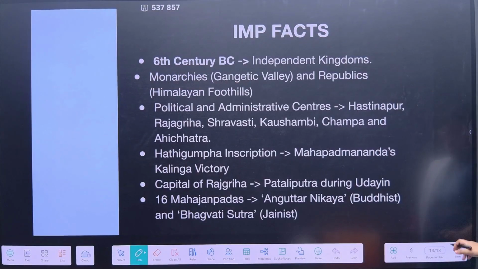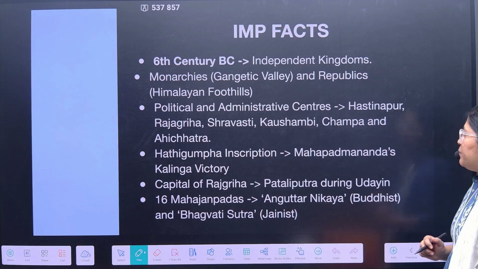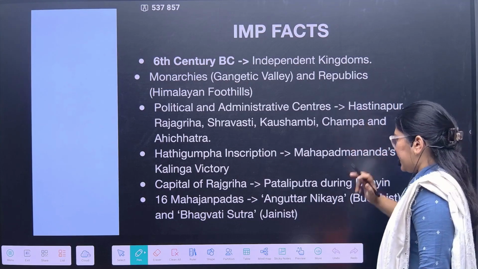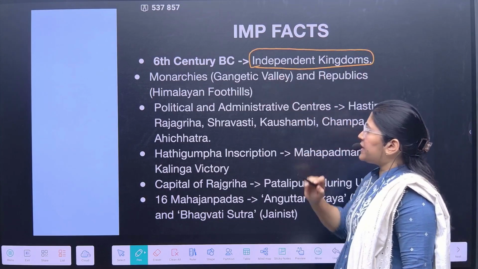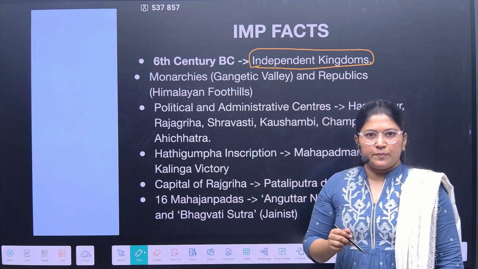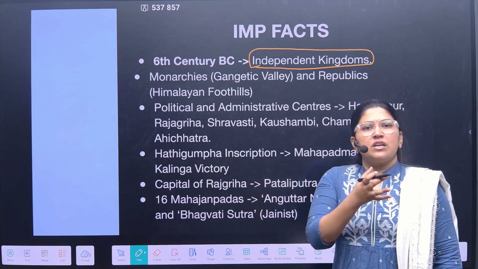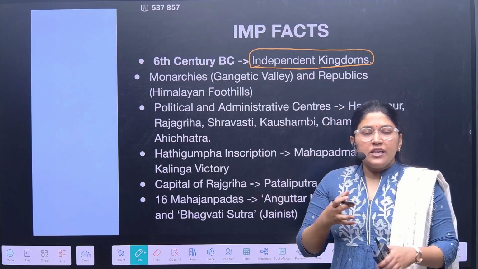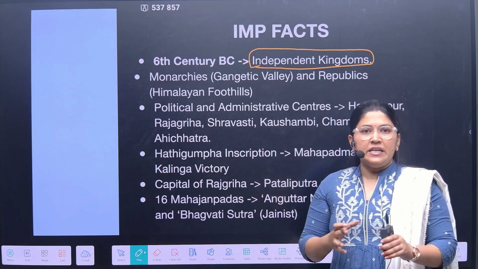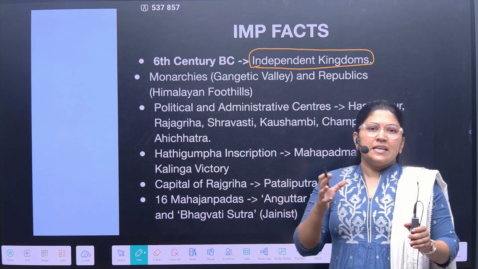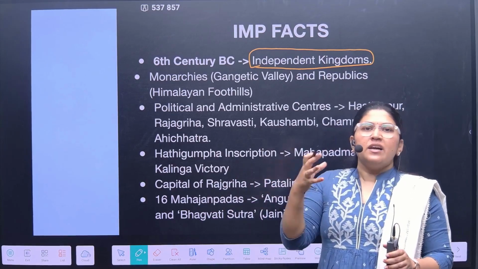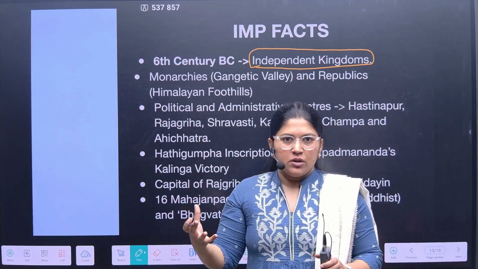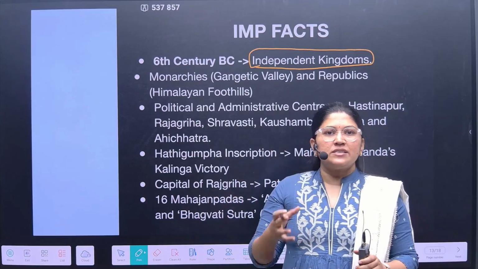So there are some of the important facts about this Magadha Empire. The important fact is that, firstly, we are for the first time seeing independent kingdoms during the 6th century BC. Whether it is Avanti, Kosala, or Magadha, each of these Mahajanapadas were independent from each other. That is, they had their own economy, their own polity, their own society and culture. They had their own festivals and everything.